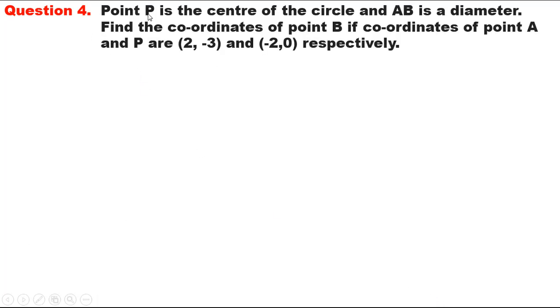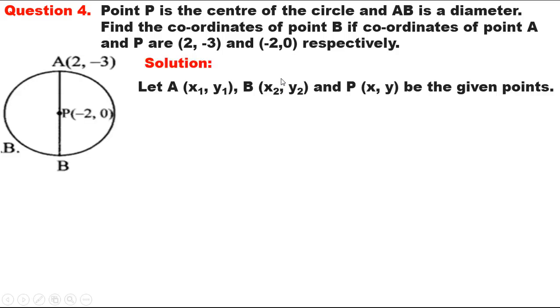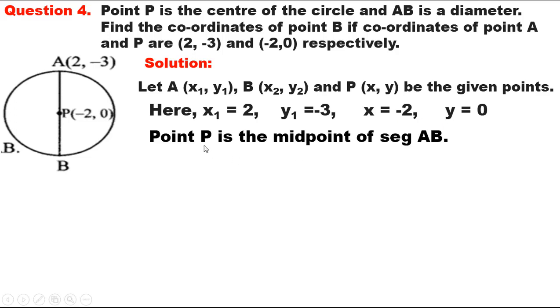Question 4. The point P is the center of the circle and AB is the diameter. Find the coordinates of the point B if the coordinates of the points A and P are 2, minus 3 and minus 2, 0 respectively. Solution. Let us assume that the coordinates of A are x1, y1, the coordinates of B are x2, y2, and the coordinates of P are x and y. Here x1 is equal to 2, y1 is equal to minus 3, x is equal to minus 2 and y is equal to 0. P is the midpoint of the segment AB.